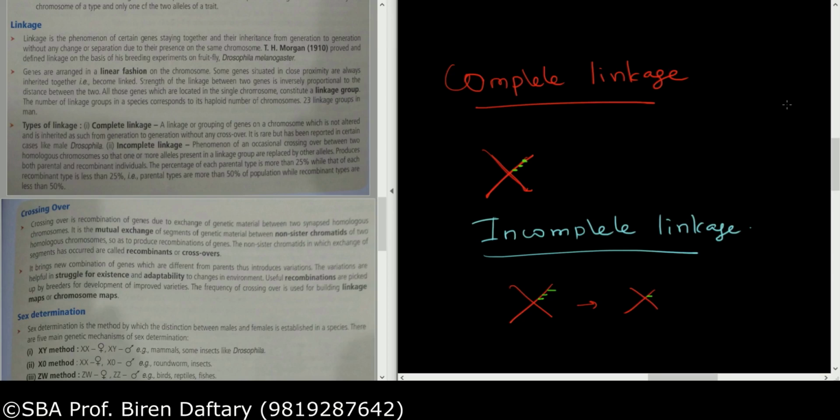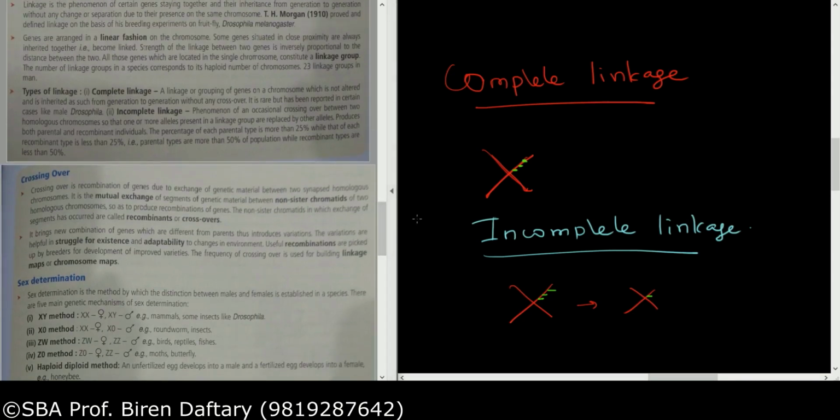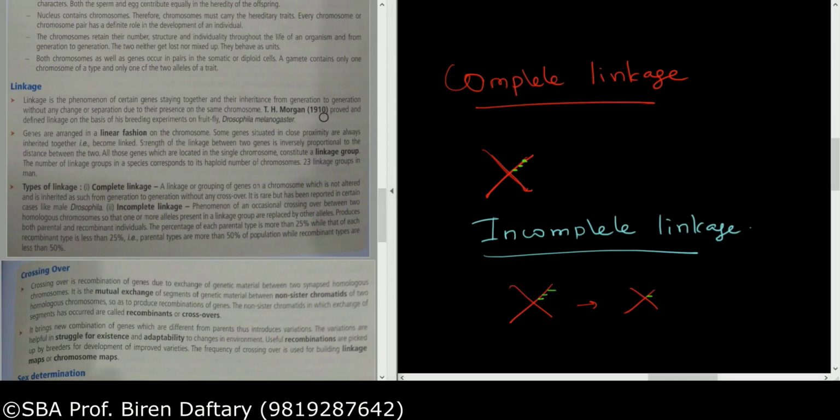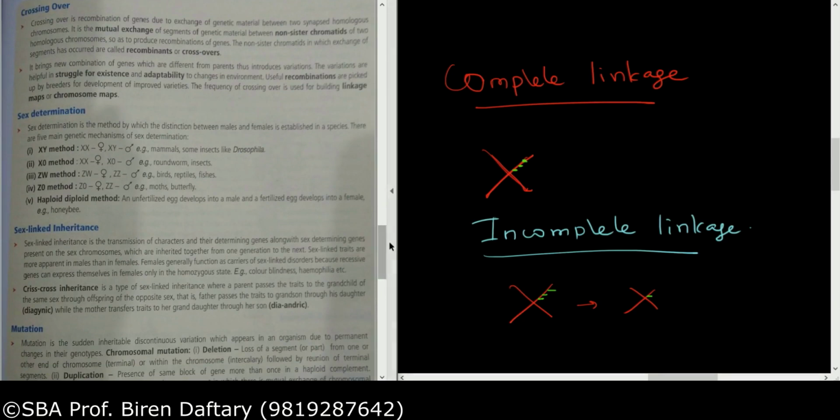This has already been taught. If you want to revise, you can go to the video lecture which has been uploaded. Now this linkage was shown by Morgan, very important, and the organism used for his experiments was Drosophila melanogaster. So we'll move ahead. Next, they have explained what is crossing over. Again, this part has been taught.